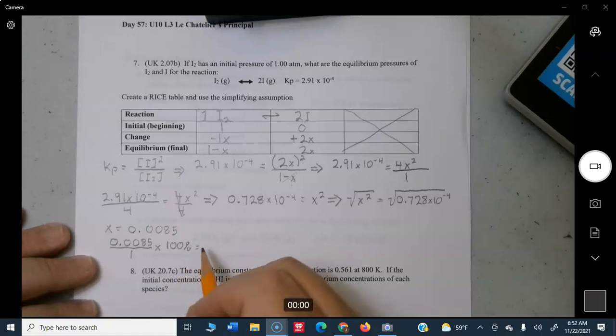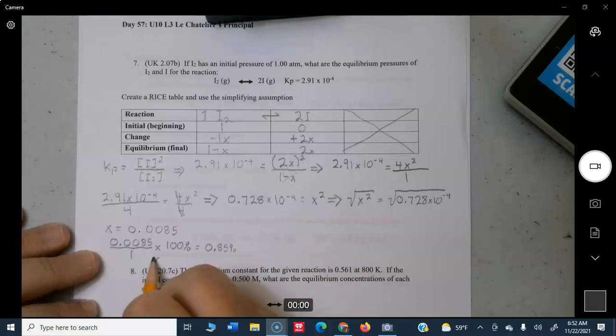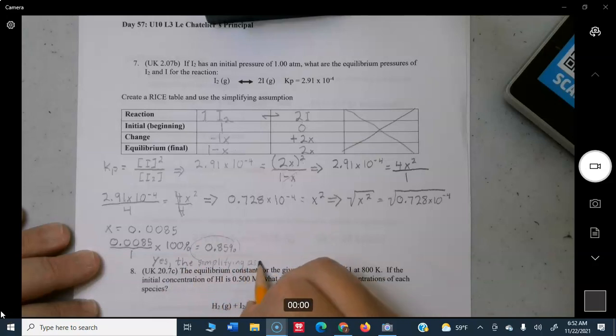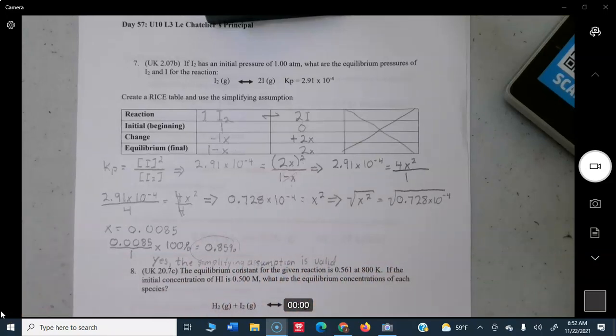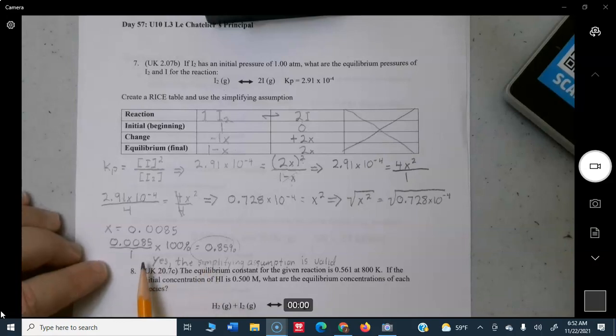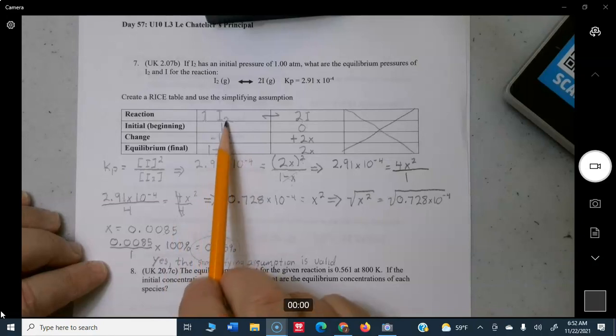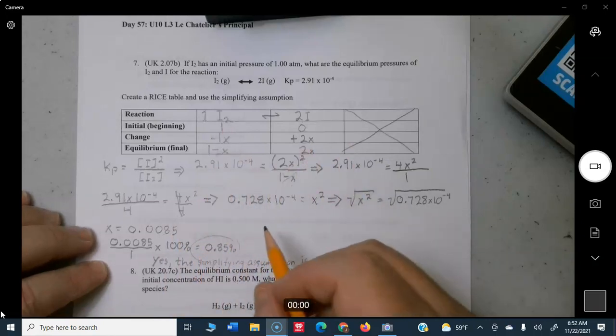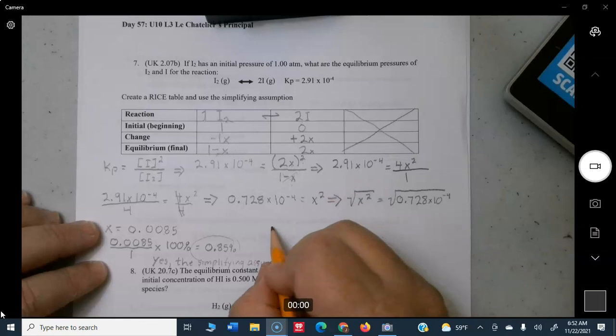Okay, and what we get is... so the answer is yes, since this is less than 5%. So yes, the simplifying assumption is valid. So now we're ready to get our final answer by taking X and plugging it back in to get the equilibrium concentration of I2 and then of I.